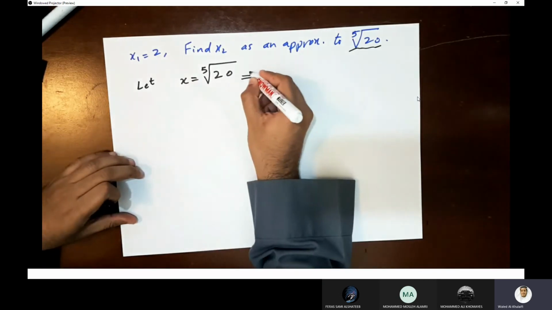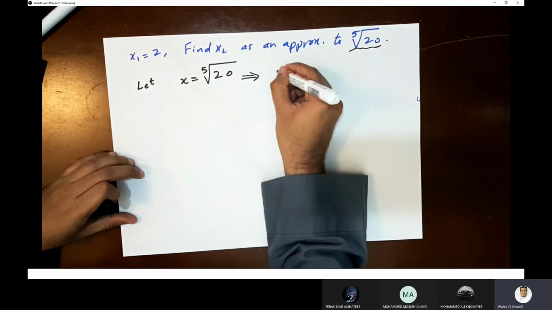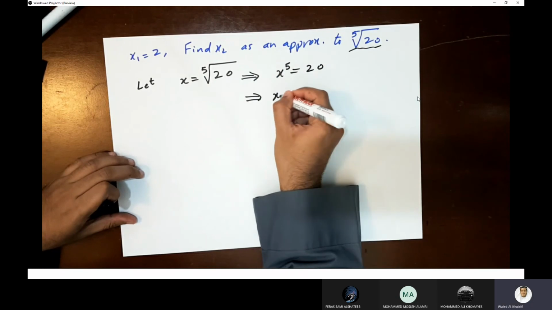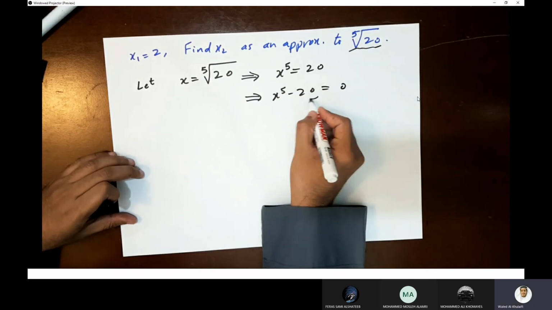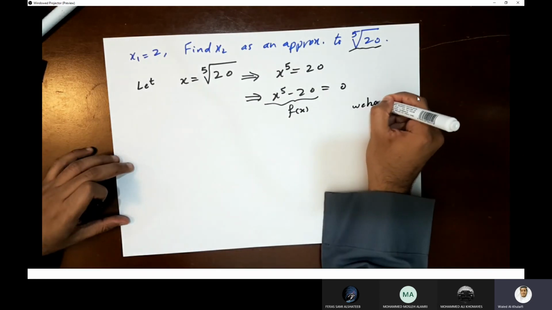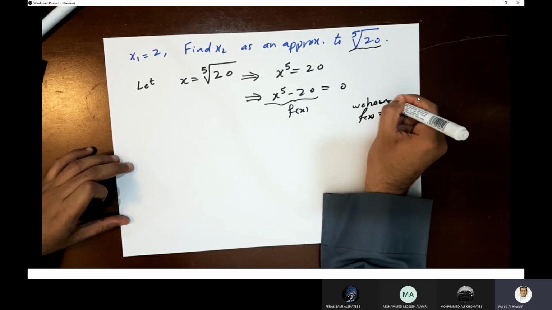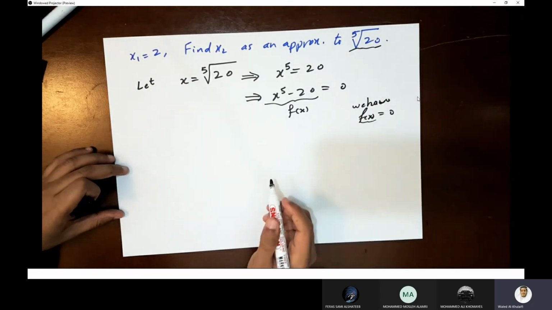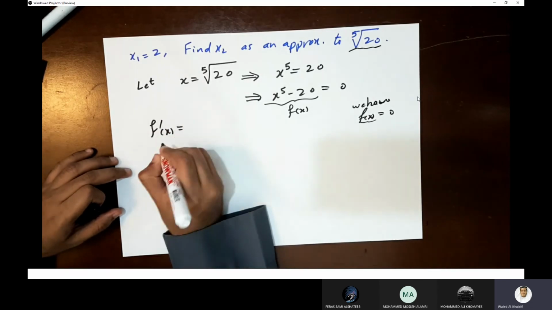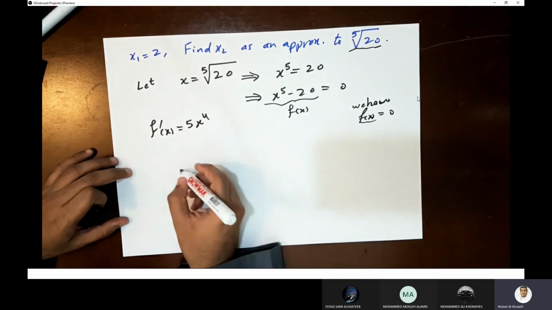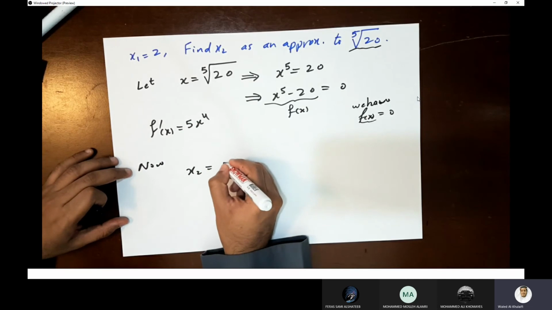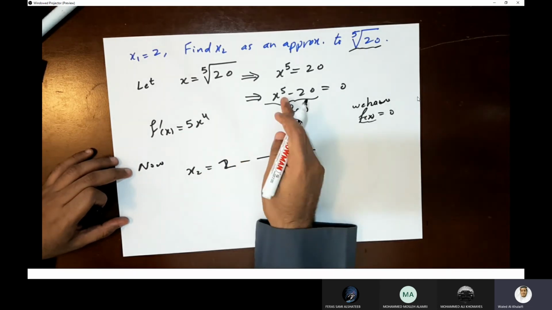Now let's simplify this equation. You see this is the fifth root, so if I raise to the power 5, x to the power 5 equals 20. That means x to the power 5 minus 20 equals 0. This guy, let's call it f of x. So we have f of x equal to 0, and here we can apply Newton's method. So here f prime of x is equal to 5x to the power 4. Now we are ready. Now x2 is equal to, sorry, not 1, 2 minus, I substitute x1 here, so what do we get?